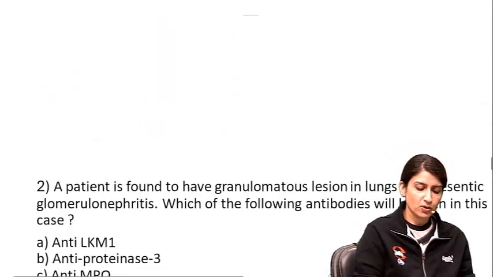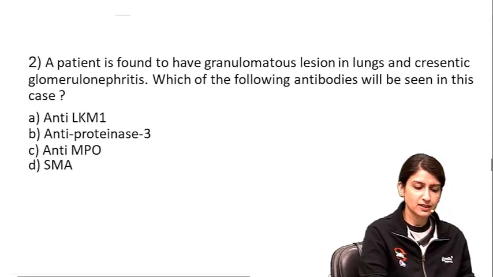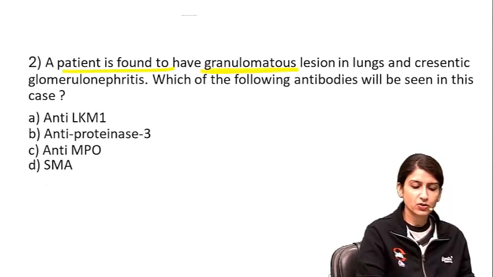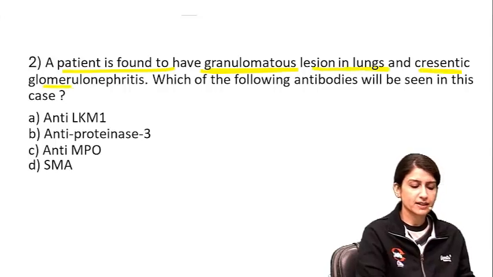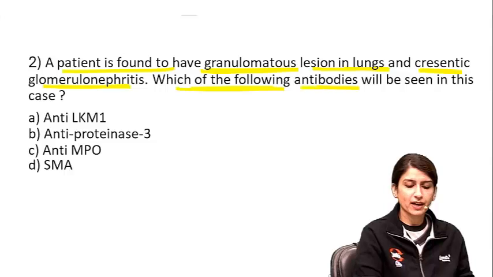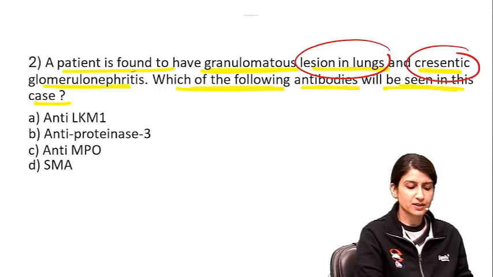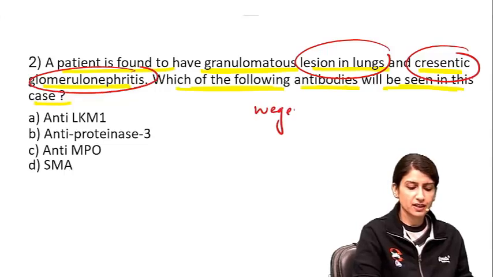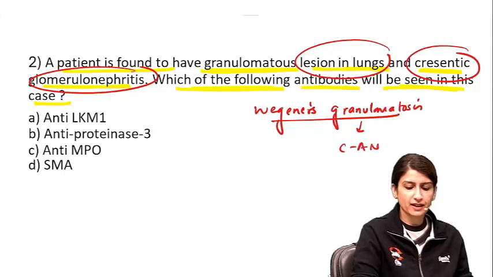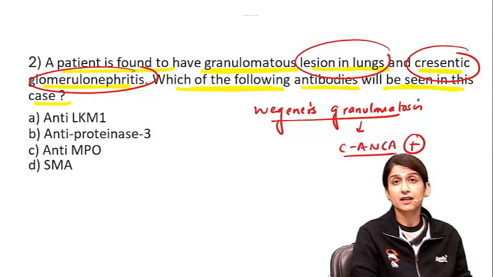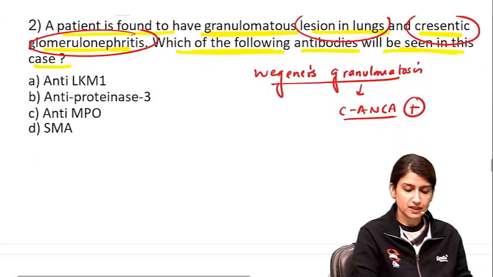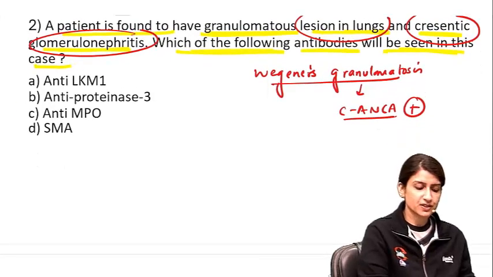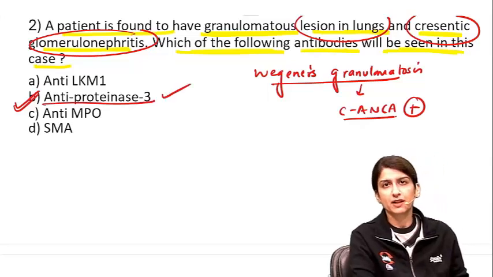Okay. Now, moving ahead to the next question. Next question says, a patient is found to have granulomatous lesion in lungs and crescentic glomerulonephritis. Which of the following antibodies will be seen in this case? I am seeing lesion in lungs with crescentic glomerulonephritis. This is a case of Wegener's granulomatosis, and I know Wegener's granulomatosis is C-ANCA mediated, and C-ANCA का दूसरा नाम क्या होता है? This is PR3 ANCA, यानी कि this is going to be my anti-proteinase 3.